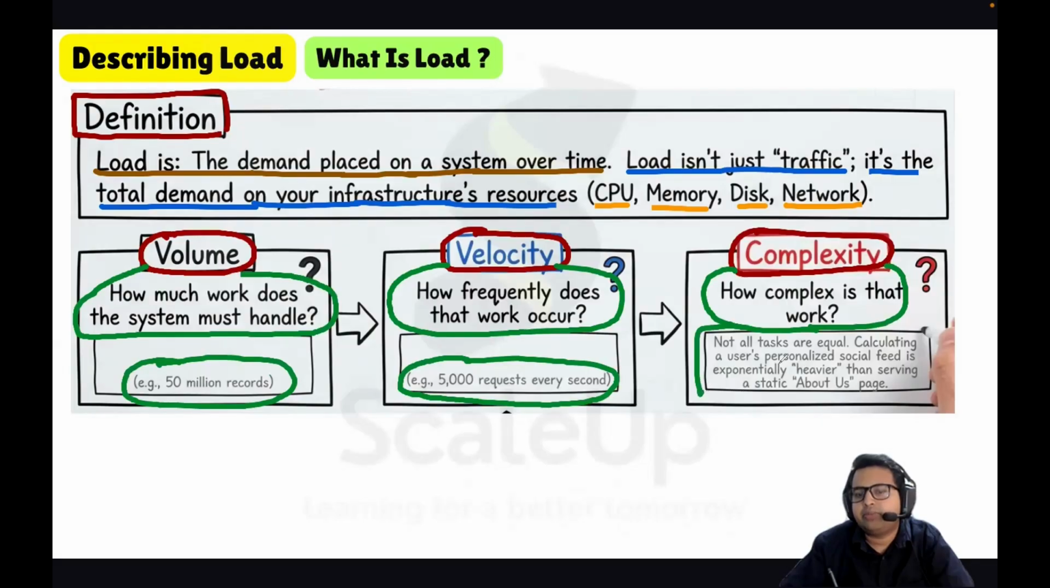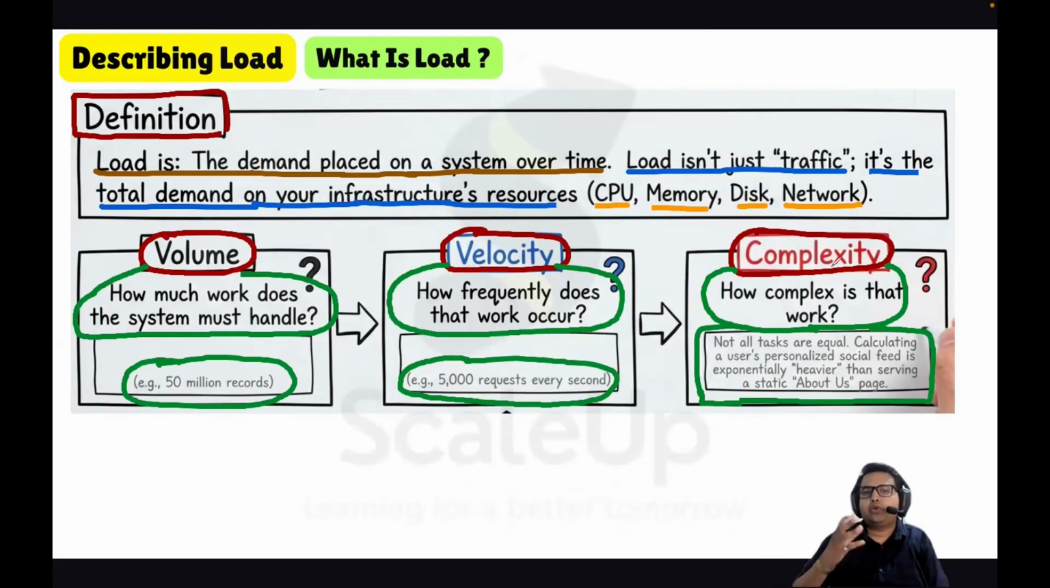Calculating a user's personalized social feed is exponentially heavier than serving a static about us page. So complexity is very important. Now the idea is very clear that if I talk about load, three things I should consider: the volume, the velocity, and the complexity. How much work the system must handle, that's the volume. How frequently does that work occur, that's the velocity. And how complex is that work, that is the complexity.